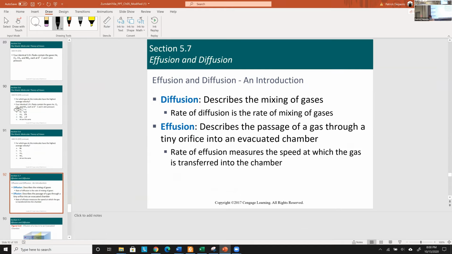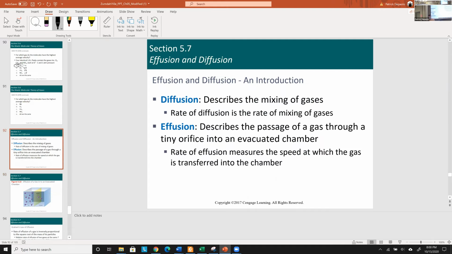Good. Okay, so one of the last things we're gonna learn is diffusion and effusion, in very basic terms. Diffusion is the mixing of gases. We'll use an elementary example: if you fart, that gas is diffusing into the atmosphere. So it's basically the introduction of one gas into another. Or let's say you have two chambers of gas, and you lift a wall and one integrates with the other. That's diffusion of gases. And the rate of diffusion is how fast they mix.